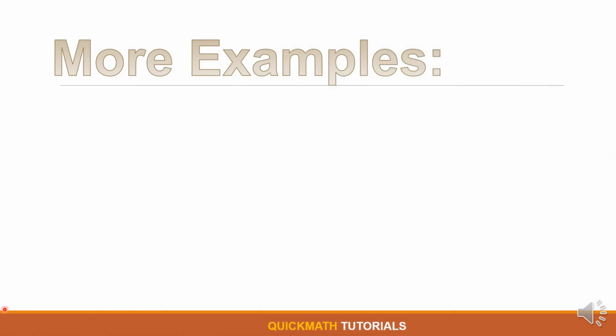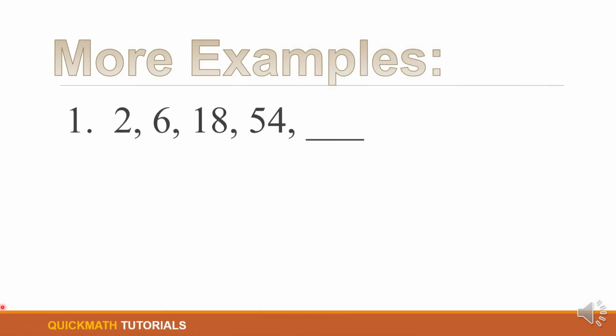Let's have more examples. Number 1. We have the sequence 2, 6, 18, 54, and blank. So we will try to find the next term. So how will we know what will be the next term? We will try to see what is the pattern in this sequence.